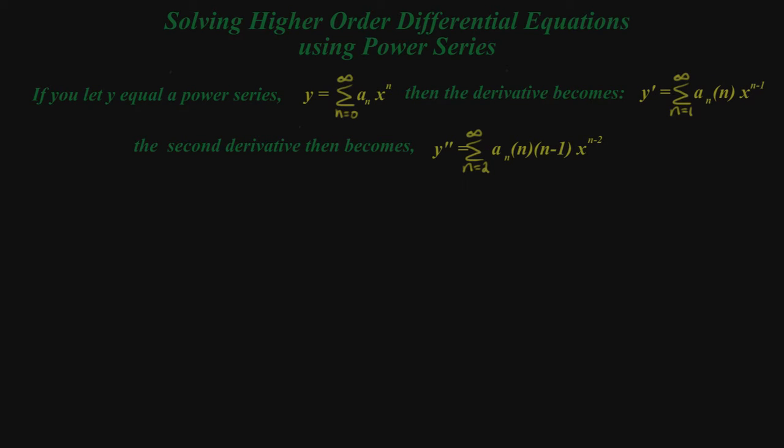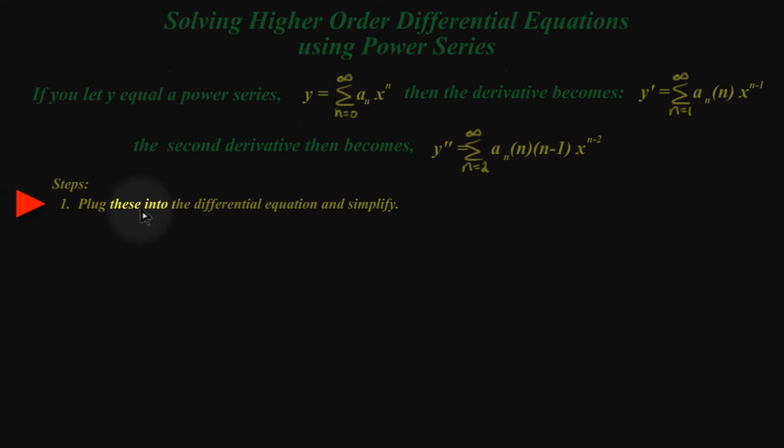All right, so what are the steps? What must I do in order to solve a differential equation using these power series? Well, first thing, of course, is you're going to start out with letting y equal this. Find the derivative and the second derivative, and if you need to, the third derivative, depending on what your differential equation looks like. And then the steps are going to be as follows. You're going to plug in these derivatives and the y into your differential equation and simplify. You might have to multiply some x's. Remember, if you multiply like bases, you add their exponents.